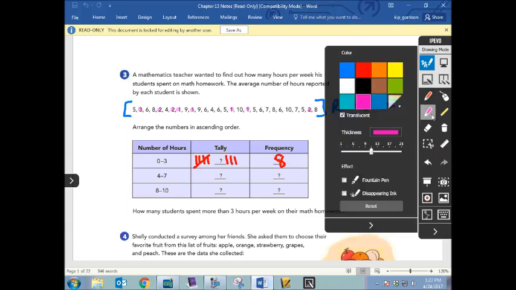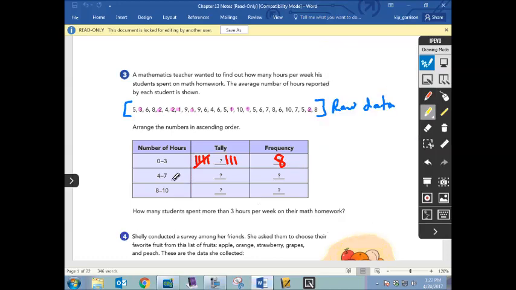We use a different color here. Now we want to figure out everybody that was from 4 to 7. That would include that person. 4 to 7, 4 to 7. Hopefully I'm not making any mistakes. Looks good right there.